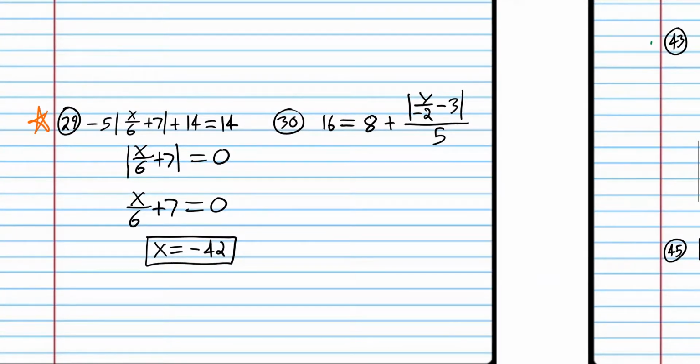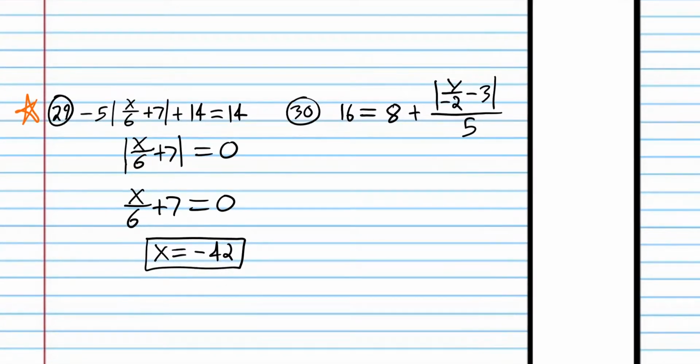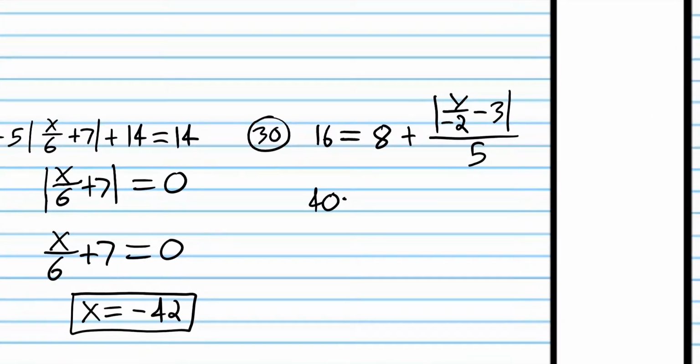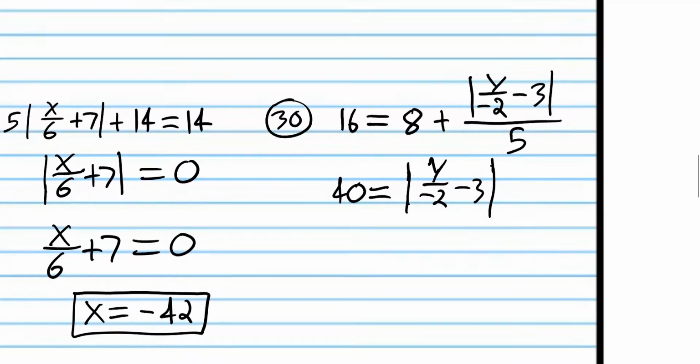All right, try number 30, and when you come back, we'll do it together. All right, we're back. So we get 40 is equal to the absolute value of y over -2 minus 3. And sorry for the sloppy writing.